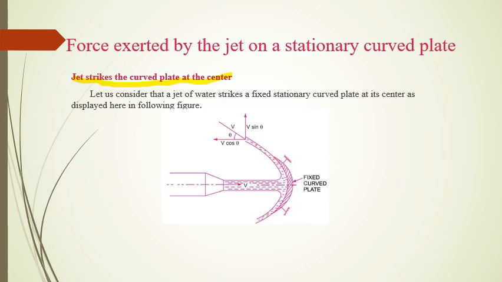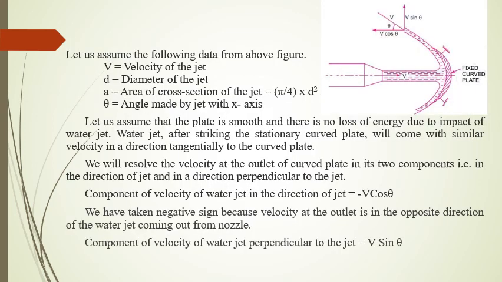Let us consider that a jet of water strikes a fixed stationary plate at its center as shown in the figure. This is the fixed curved plate and jet strikes the curved plate at center. Let us assume the following data. The velocity of the jet is v and the diameter of the jet is d. Therefore, the area of cross section of jet is pi by 4 d square. Theta is the angle made by the jet with x-axis. Let us assume the curved plate is smooth. So there is no loss of energy due to impact of jet.